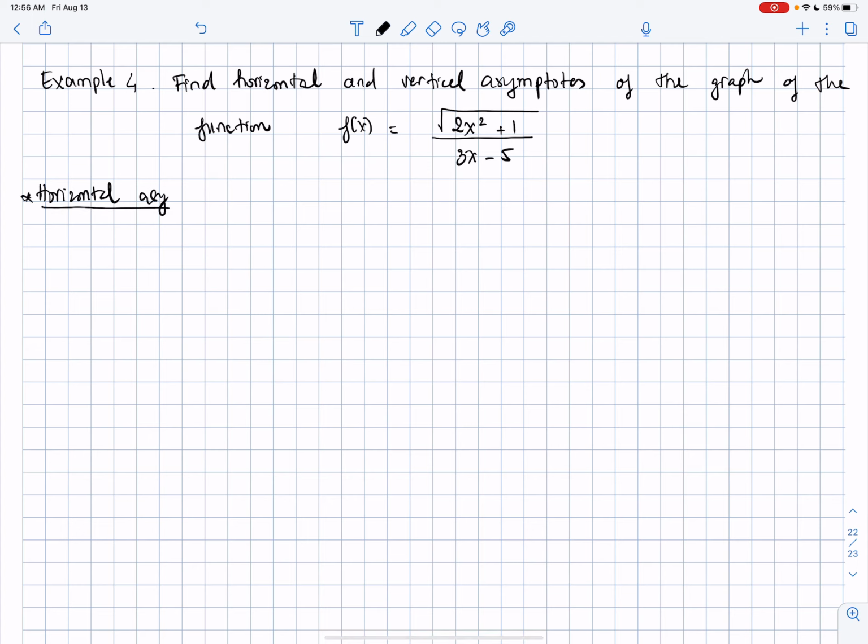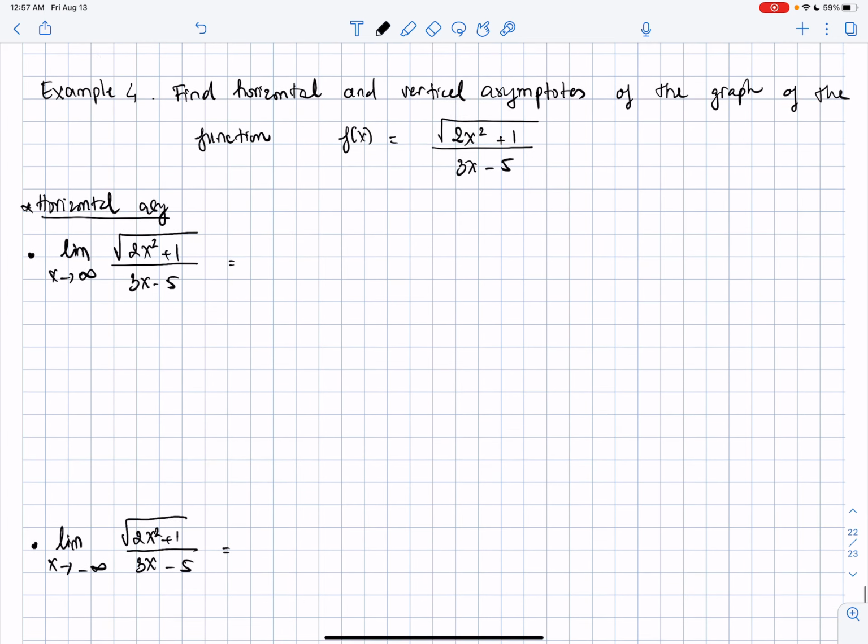To find the horizontal asymptote, you will take the limit of f of x, which is the square root of 2x squared plus 1 divided by 3x minus 5, as x approaches positive infinity. And also, you need to take the limit of the function as x approaches negative infinity. The answer will be a number, and that number will be the horizontal asymptote.